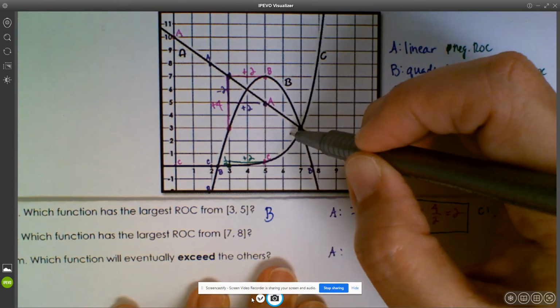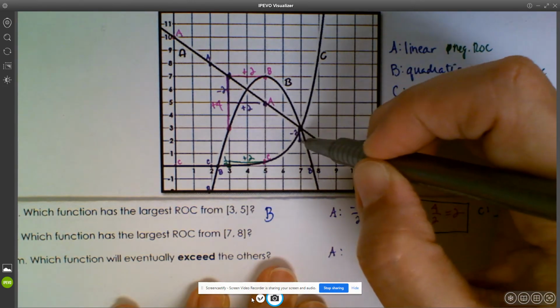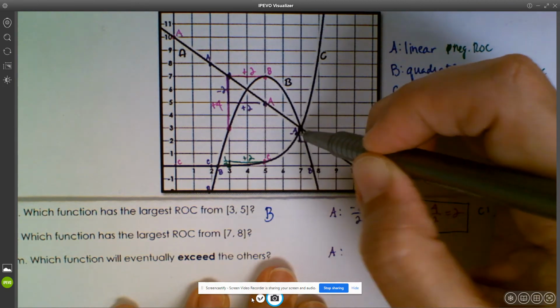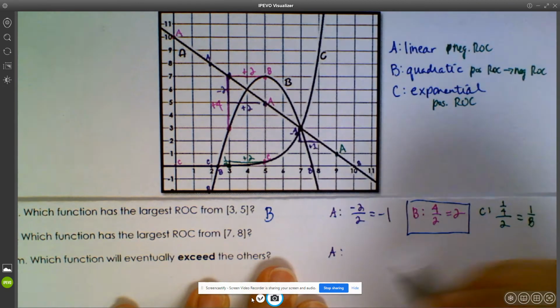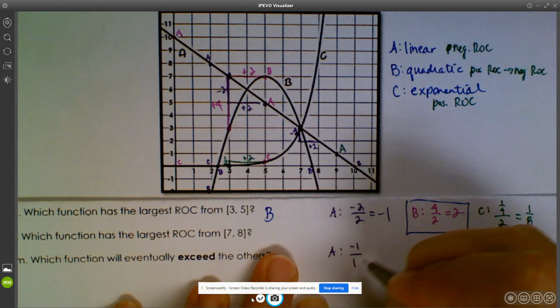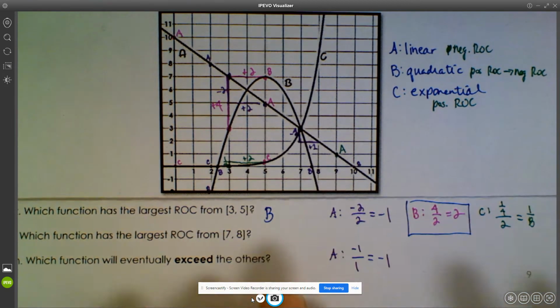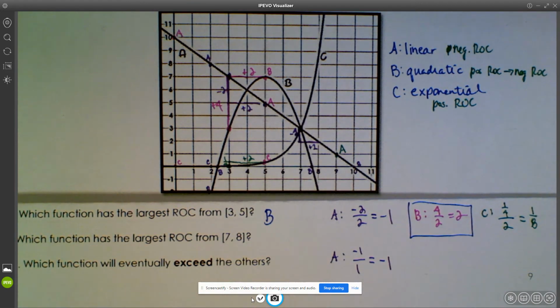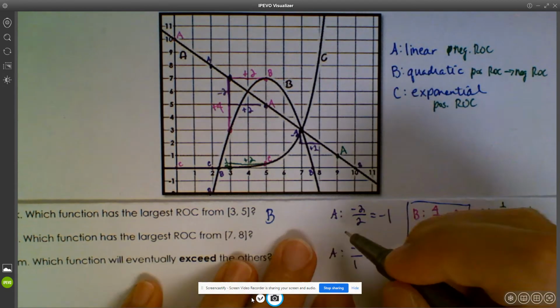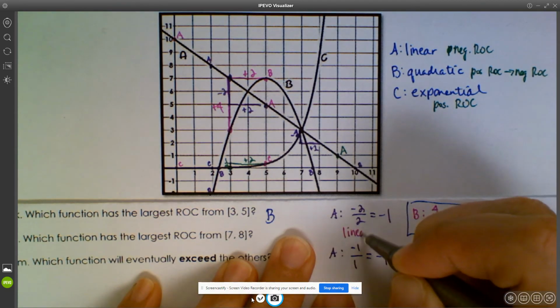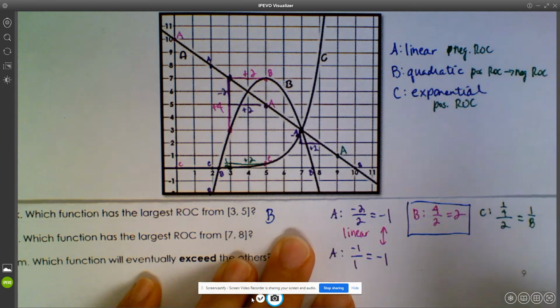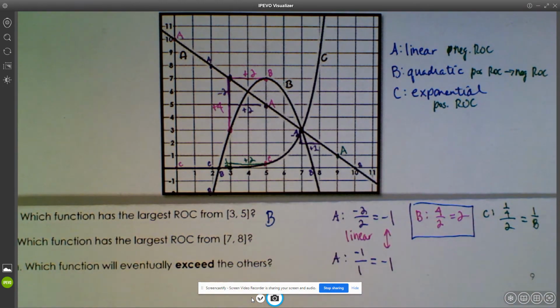We will go down 1, and then to the right 1. So my rate of change, -1 divided by 1, is -1. And guess what? It should be, okay? Remember, this is a linear function. Because this is a linear function, the rate of change is going to be constant throughout. Keep that in mind because I do have a classwork question about that.